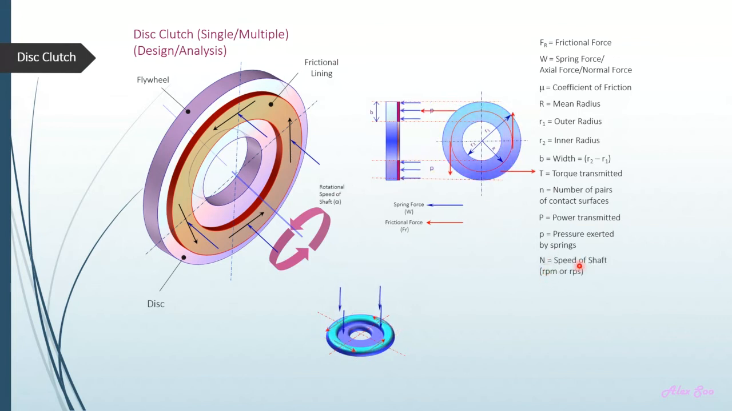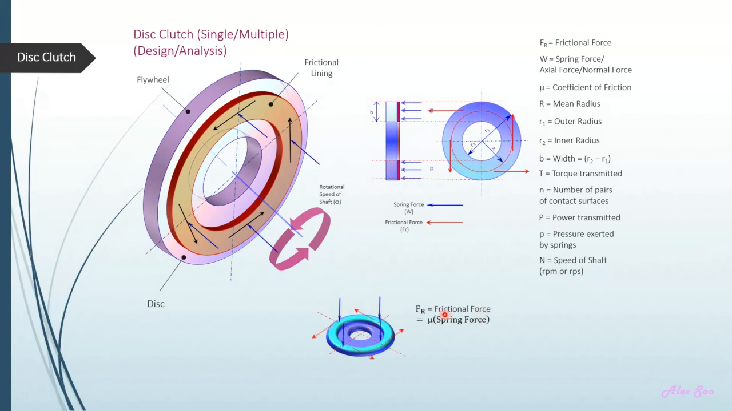So N is the speed of the shaft. Usually these are all mounted on a shaft, so that is the driving and driven shaft. N represents the speed of the shaft, which is in revolutions per minute or revolutions per second. To convert from revolutions per minute to revolutions per second, you must divide by 60. If you want to convert to radians per second, you must multiply by 2 pi, which is 1 cycle or 1 revolution.